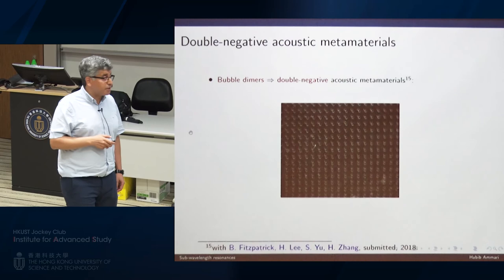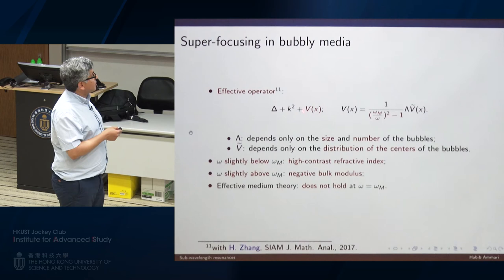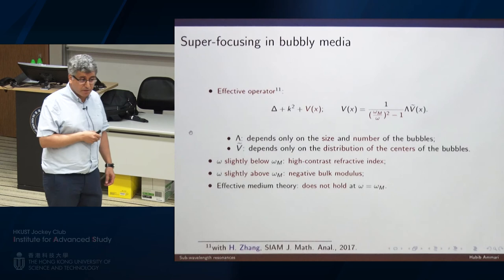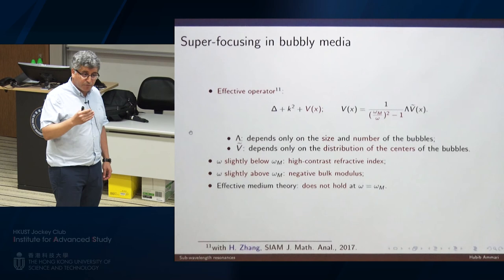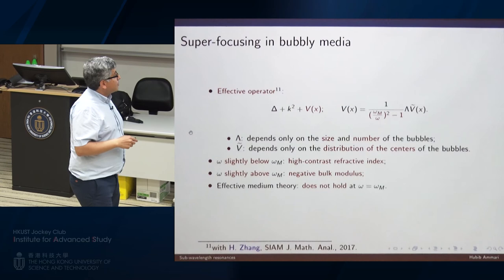If you make a dimer, why do you want to make a dimer? Look at this. With bubbles, we were able to change the zero order term of this equation. We have an effective zero order term, and we made it negative for some frequencies, for frequencies above this critical frequency omega star, the one achieved at the point pi pi, okay? The maximum of the first continuous part of the spectrum.